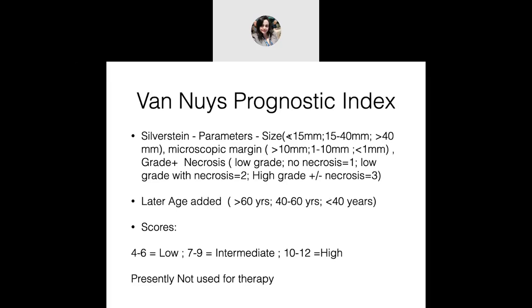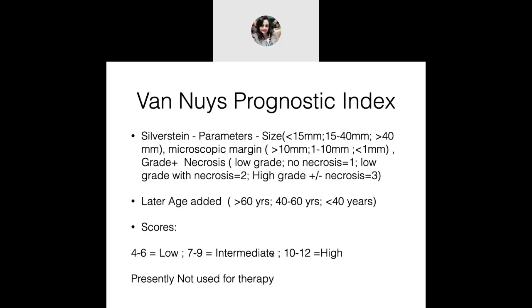So, if somebody is more than 60 years, her tumor is less than 15 mm, so this is value 1. Margin of excision more than 10 mm, value of 1. Low grade, no necrosis, value of 1. She is over 60, so value of 1. So 1, 2, 3, and 4. She gets a score of 4. So a total score of 4 to 6 means it is low score, and excisional biopsy with just radiotherapy may be sufficient, or only tamoxifen.